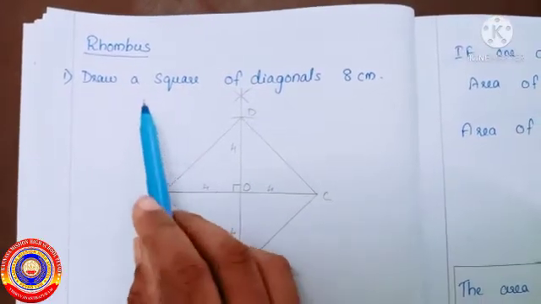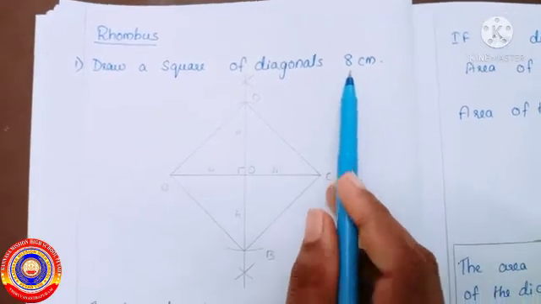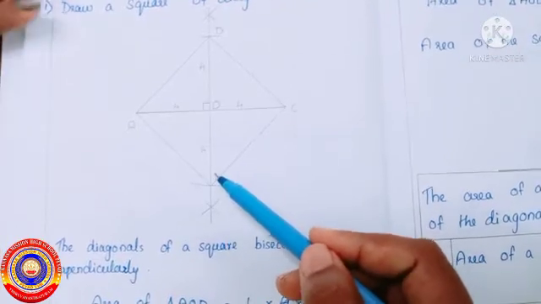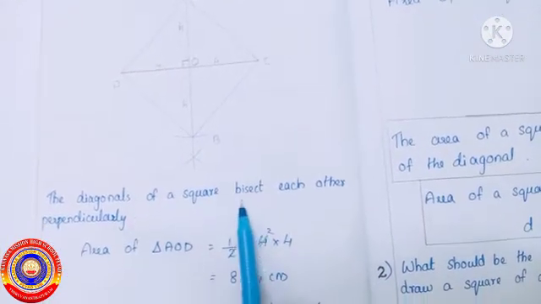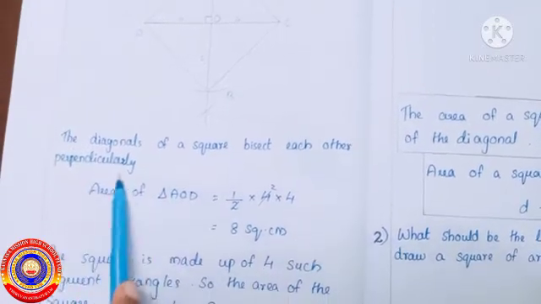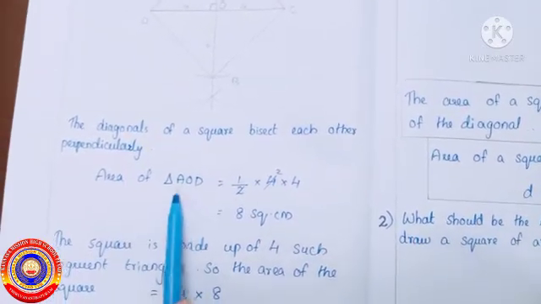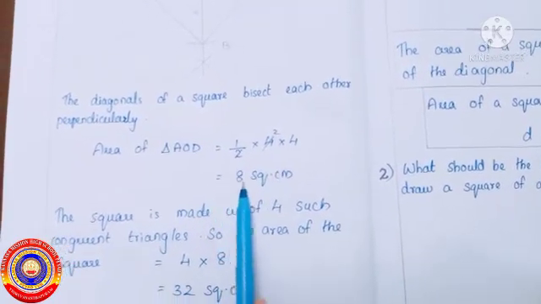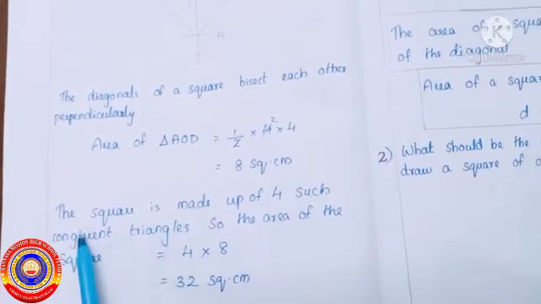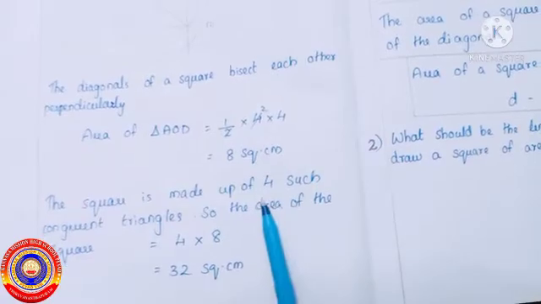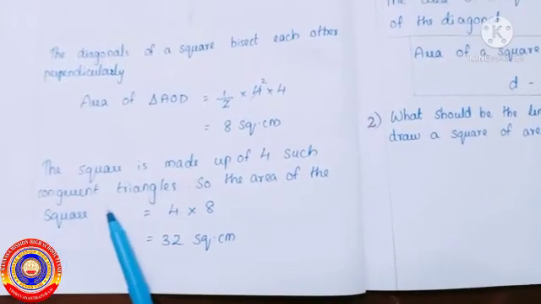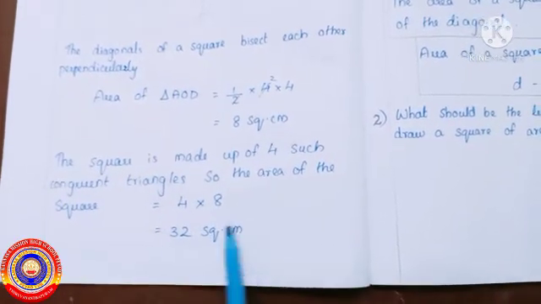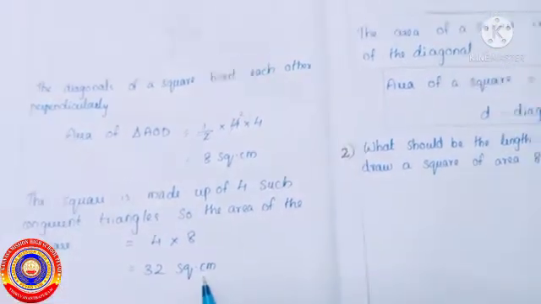Draw a square of diagonals 8 cm. You know how to draw a square of diagonals 8 cm, which you had already learned in the chapter Construction of Quadrilaterals. Here the diagonals of a square bisect each other perpendicularly. Then the area of triangle AOD is equal to 1 by 2 into 4 into 4, that is equal to 8 square centimeter. Since the square is made up of 4 such congruent triangles, the area of the square is equal to 4 into 8, that is equal to 32 square centimeter.